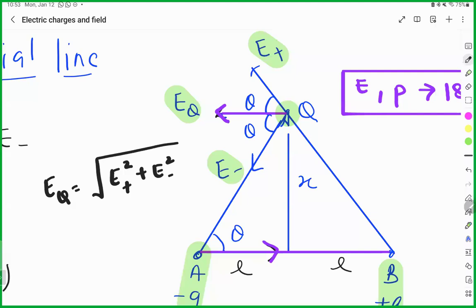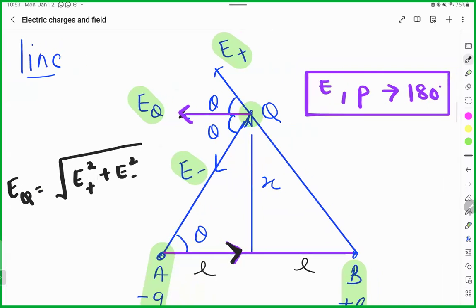Yes, sir. Second, the net electric field is on the left-hand side, as the arrow shows, and the dipole moment direction is always from negative to positive. So can we say both are opposite to each other? Electric field is on the left-hand side and dipole moment is on the right-hand side. That's why the angle between them is 180 degrees, because your electric field is like this, E, and your dipole moment is like this, P.